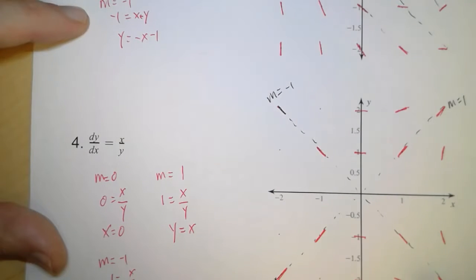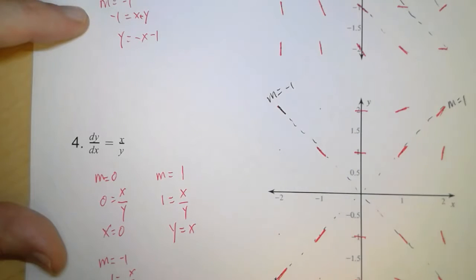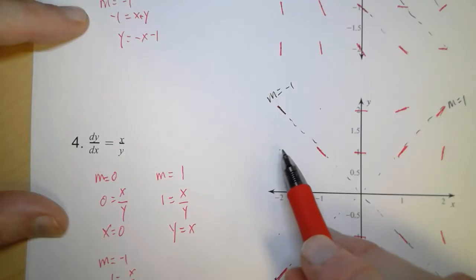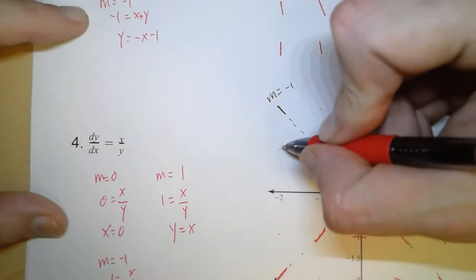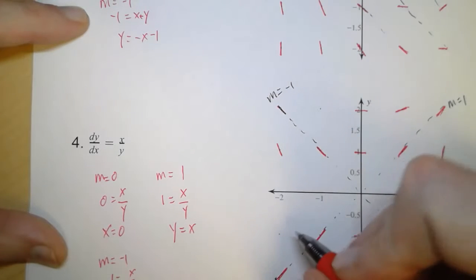And really all I can do is I can use these corresponding points to fill in these other spots on the slope field. So if this point right here, 2, 1, has a slope of 2, then over here, -2, 1 should have a slope of -2. And -2, -1 has a slope of +2.